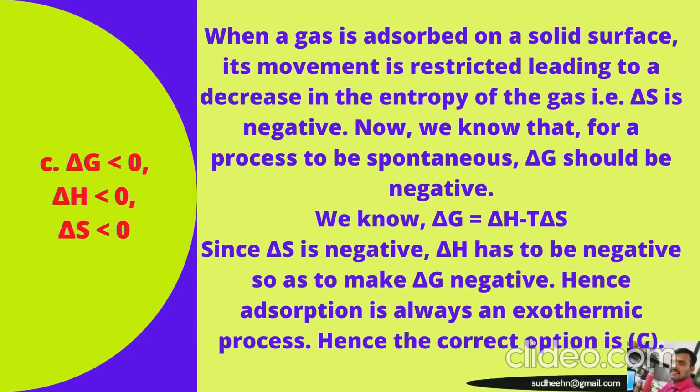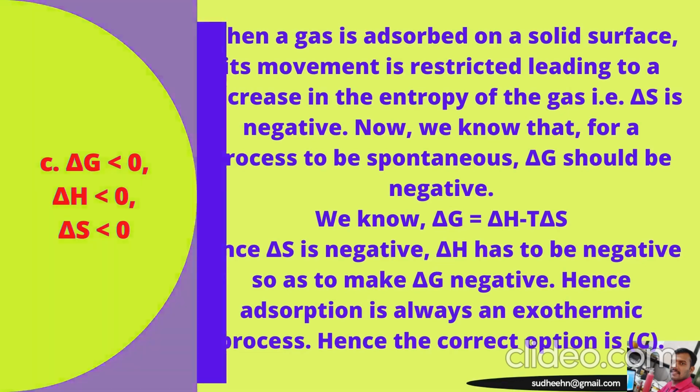Because when a gas is adsorbed on a solid surface, its movement is restricted, leading to a decrease in the entropy of the gas, that is delta S is negative. Now we know that for a process to be spontaneous, delta G should be negative. We know that delta G is equal to delta H minus T into delta S. Since delta S is negative, delta H has to be negative so as to make delta G negative. Hence adsorption is always an exothermic process. Hence the correct option is option C.